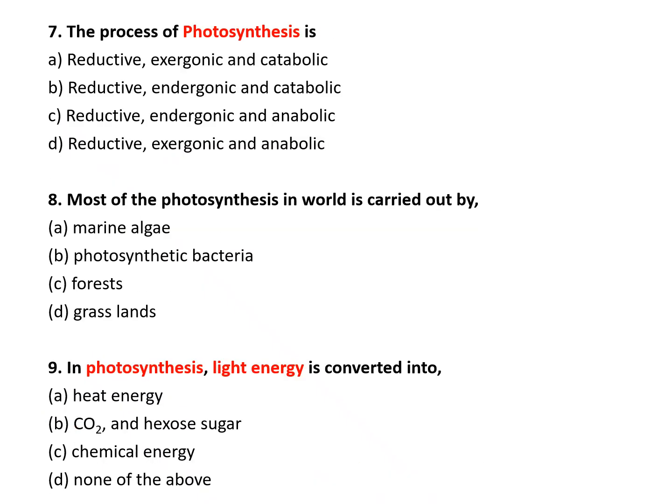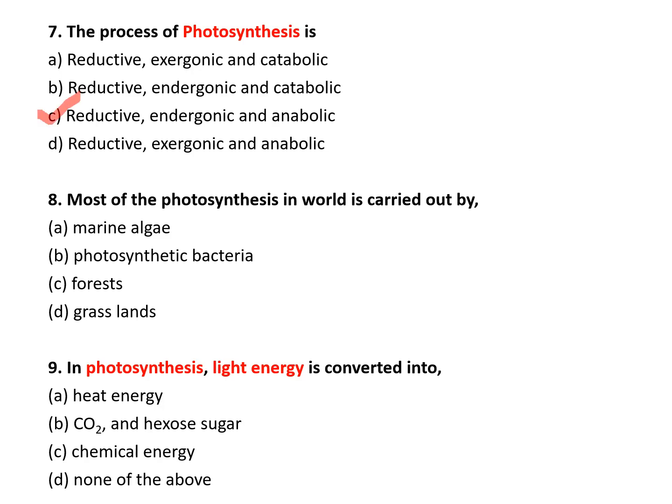The next question number 7. The process of photosynthesis is option A reductive, exergonic and catabolic, option B reductive, endergonic and catabolic, option C reductive, endergonic and anabolic, option D reductive, exergonic and anabolic. Correct answer is option C reductive, endergonic and anabolic.